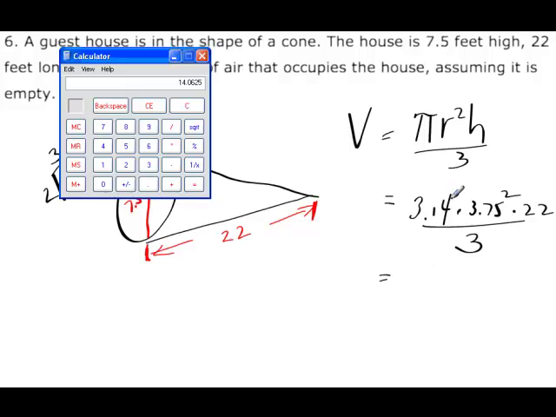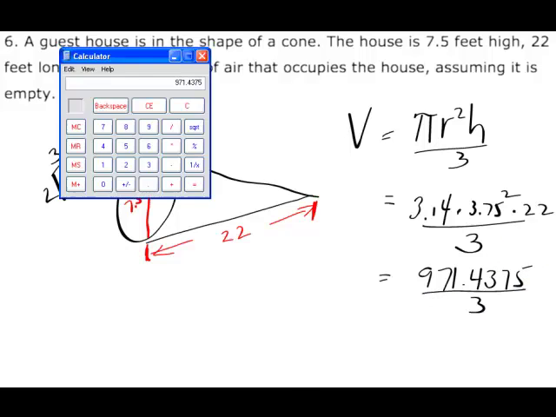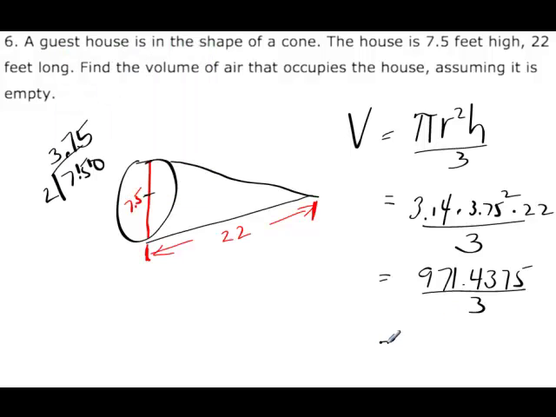So that equals 14.0625. And then I know I have to multiply it by that 3.14. And then I have to multiply it by that 22. So I get 971.4375. And then I divide by that 3. So take your subtotal right there, divide by 3, and you have 323.8125. All right? And our label is feet cubed.